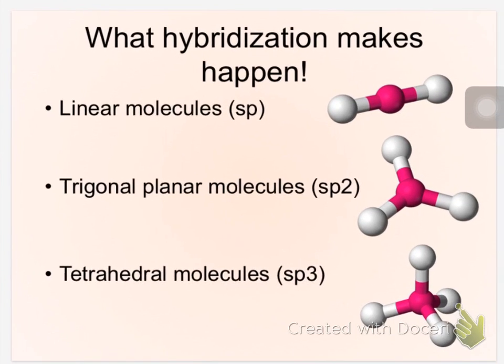This is actually what allows for the geometry that you're seeing. Linear. So what we get with sp's are linear molecules. It's a straight line. You get one s, one p, you mush them together, you get one orbital that will hang out to one side, and we can get a linear molecule.